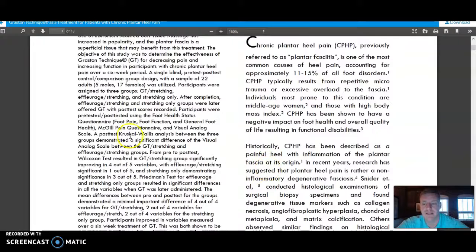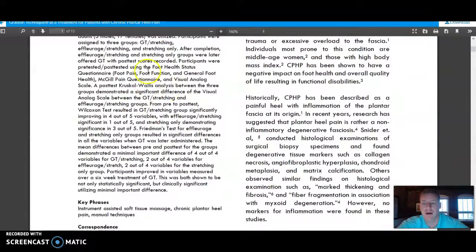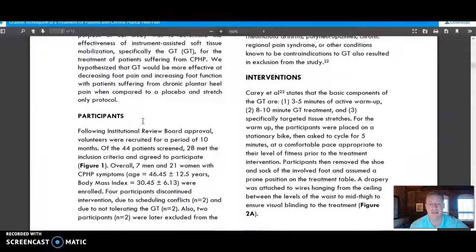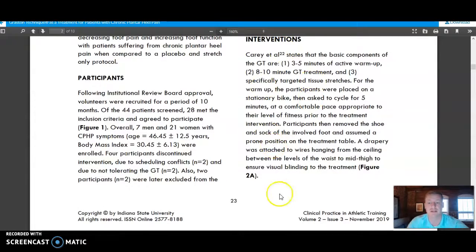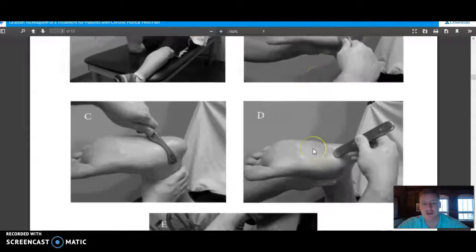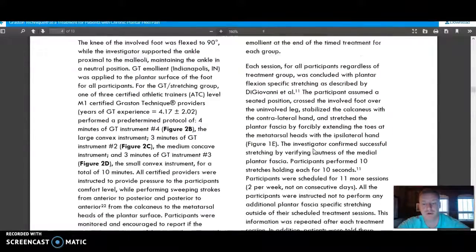What they did was administer the Foot Health Status Questionnaire, the McGill Pain Questionnaire, and the visual analog scale, which are all patient-reported outcome measures. And then they used those to see how people improved. For this purpose, you can go through here and see what they did for their intervention. It should easily describe the basic components of what was included. They took some pictures here to show how the instruments were used.